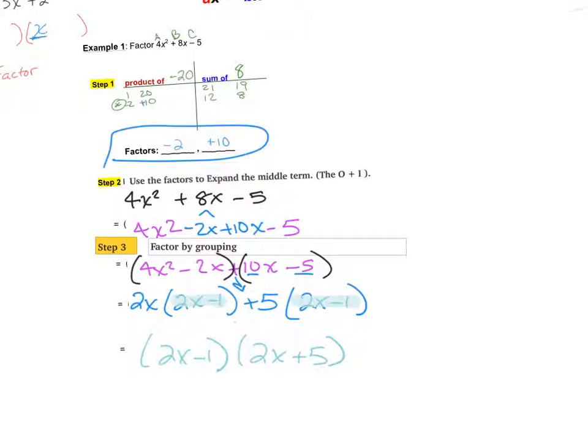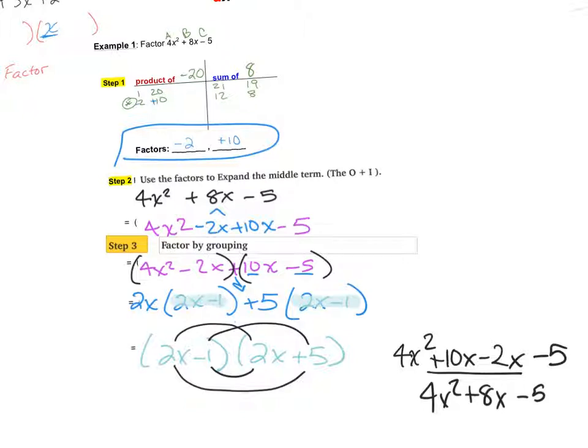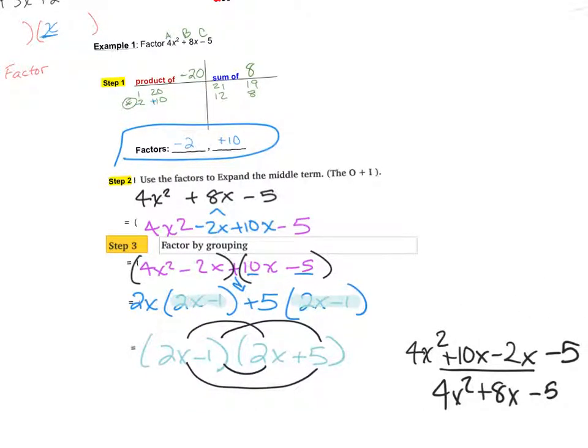And then you could always check your work by foiling. So first times first is 4x squared. Outer times outer is 10x. Inner times inner is negative 2x. Last times last is negative 5. Combine the middle terms, and you get 4x squared plus 8x minus 5, which is the same as what I had to begin with here.